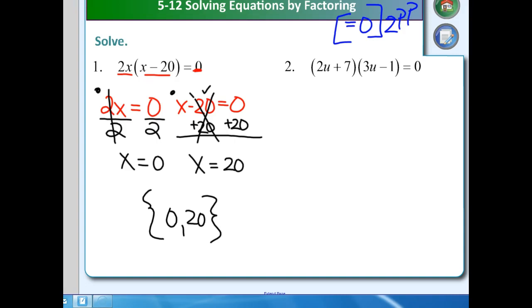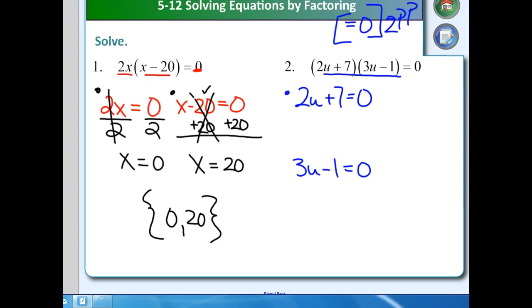So let's look at number 2. If I look at number 2, does it equal 0? It does. How many parts are there? Yeah, there's 2 parts. So if the whole thing equals 0, then each part equals 0. So we've got 2u plus 7 equals 0. And then we've got 3u minus 1 equals 0. Now, we've got to find the answers for u. So we're just going to solve the 2 separate equations.